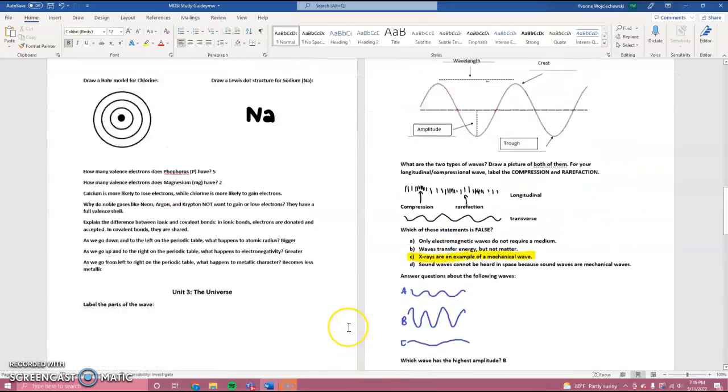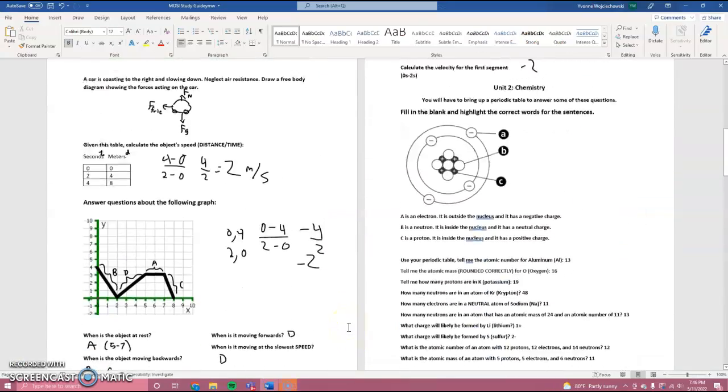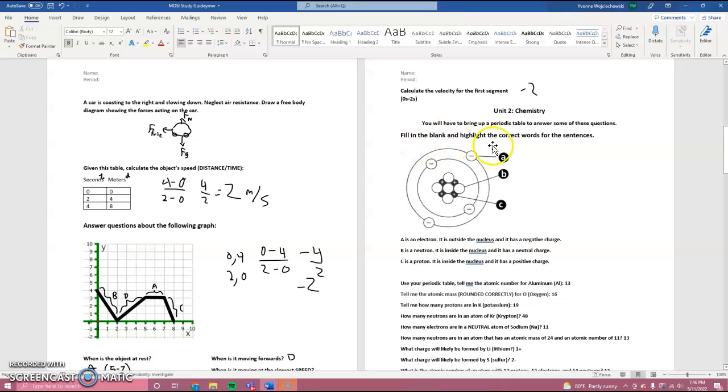Alright, let's blaze through units 2 and 3. Let's try to do it. So, chemistry. Okay. Fill in the blanks, highlight with the correct words for the sentences. I just deleted the stuff.